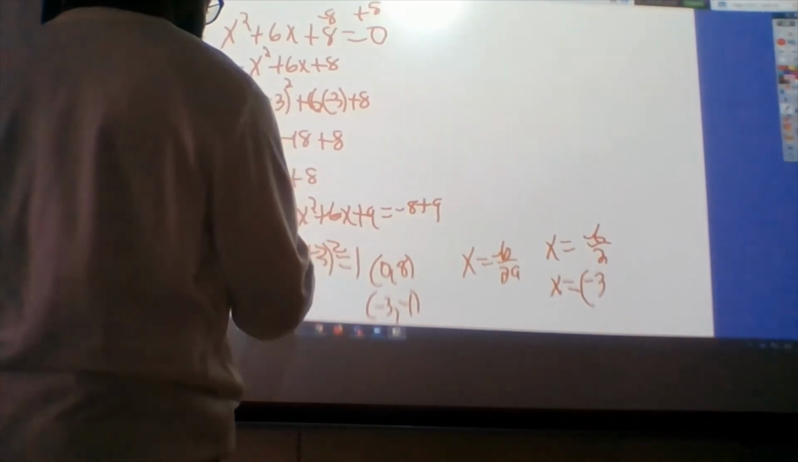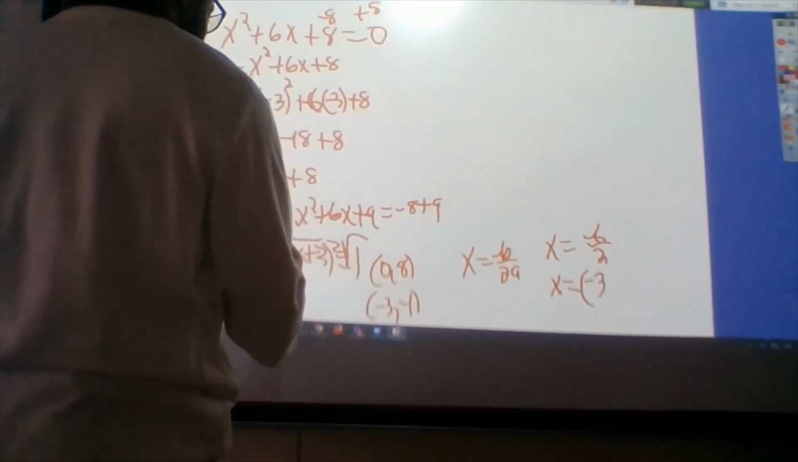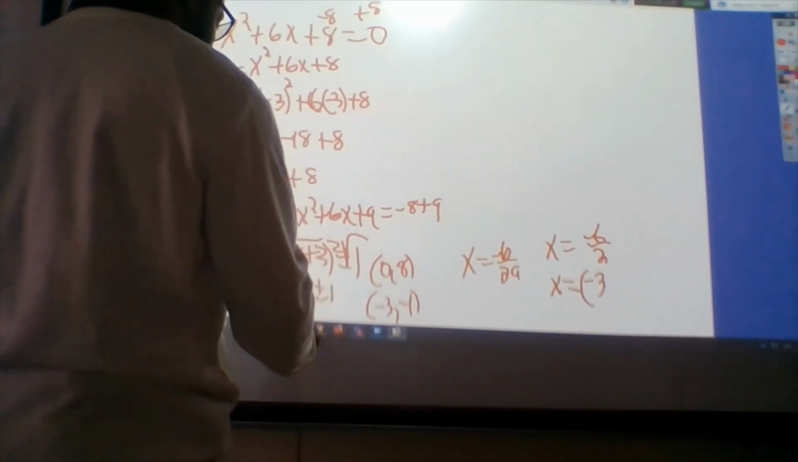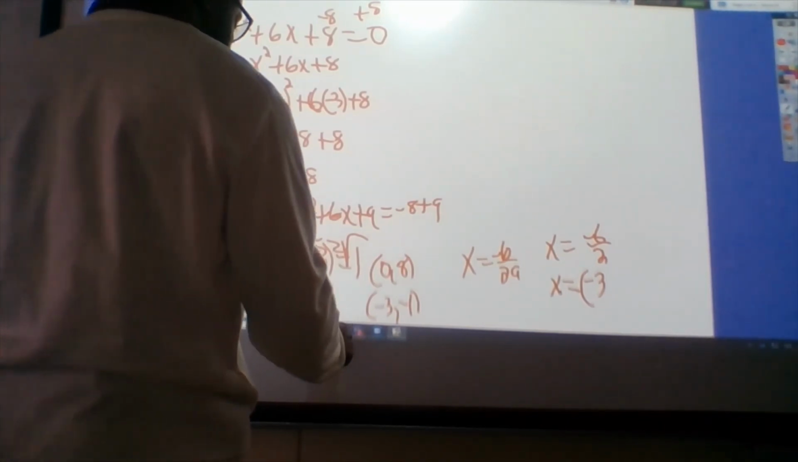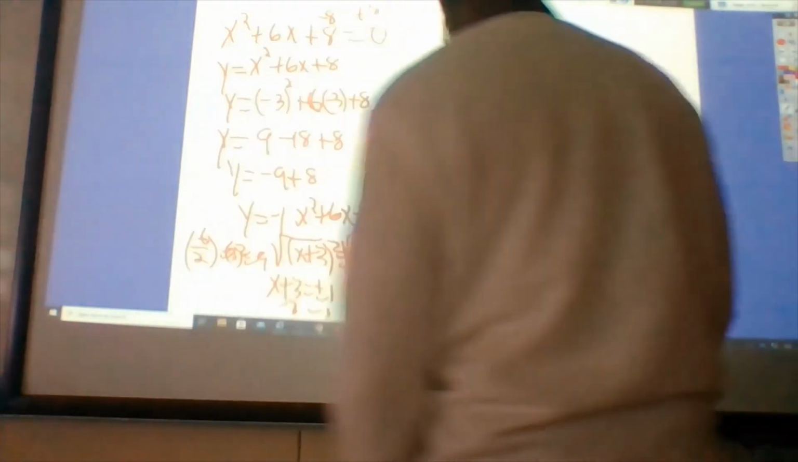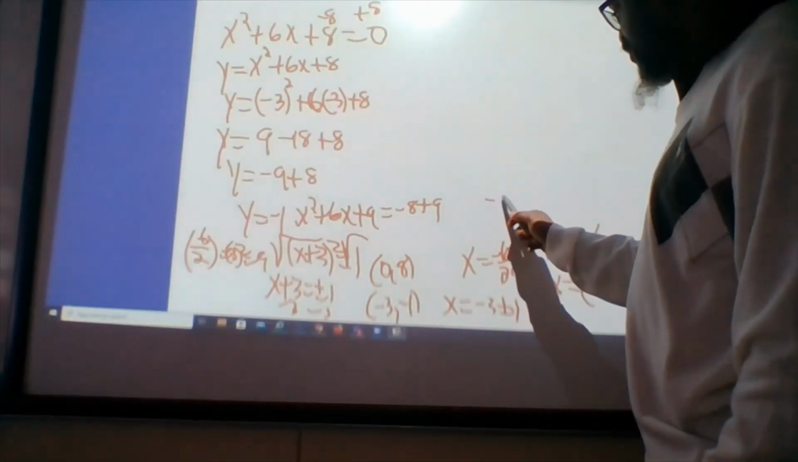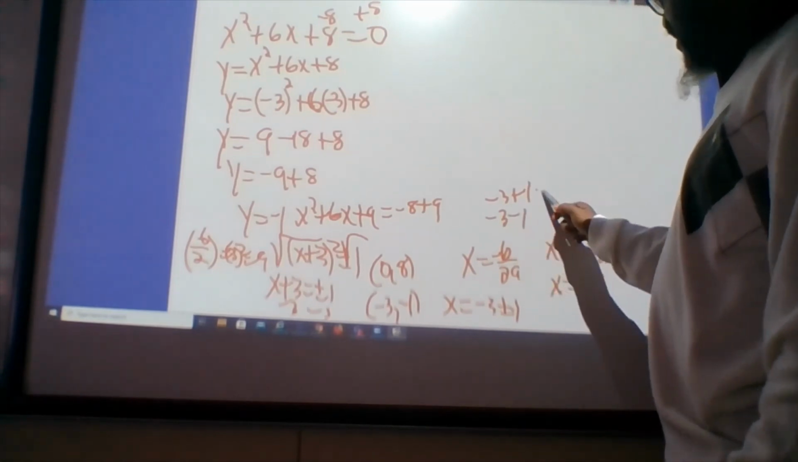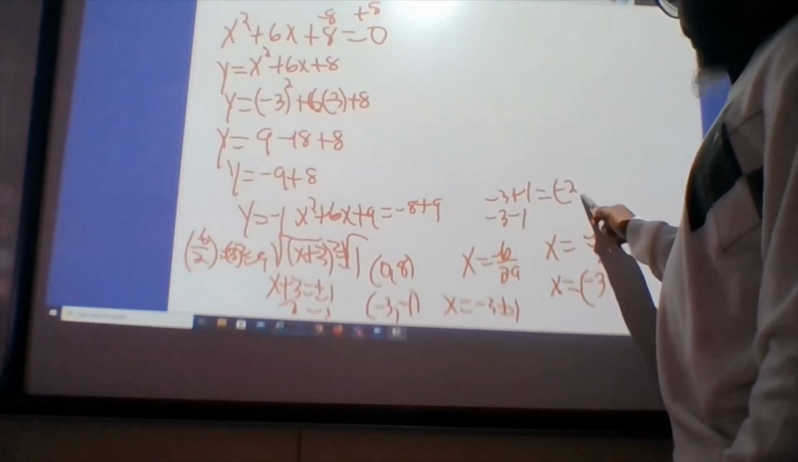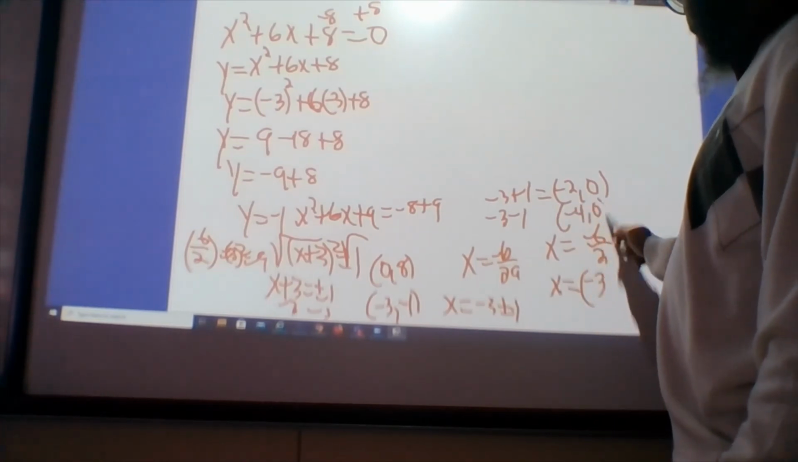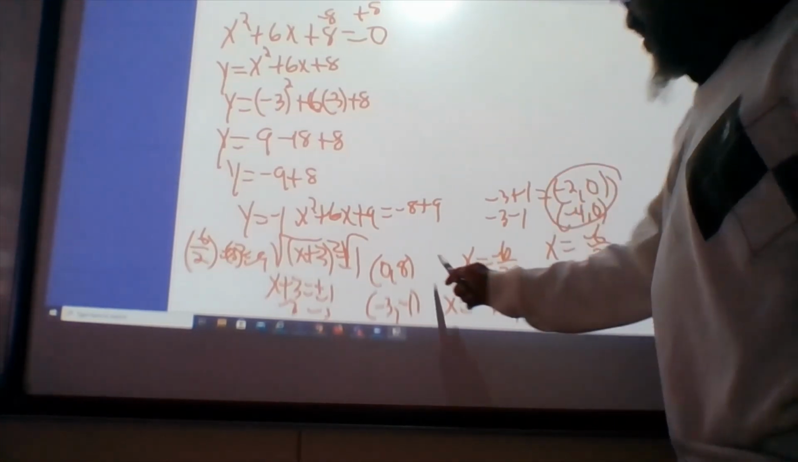Then take the square root of this side, and I will have x plus 3 is equal to plus or minus 1. I'm going to subtract 3 on this side. Then I will have x equals minus 3 plus or minus 1. So this will tell me either I have minus 3 plus 1 and minus 3 minus 1. This will give me (negative 2, 0), and this will give me (negative 4, 0). Those are my x-intercepts. So I have my vertex, my y-intercept.